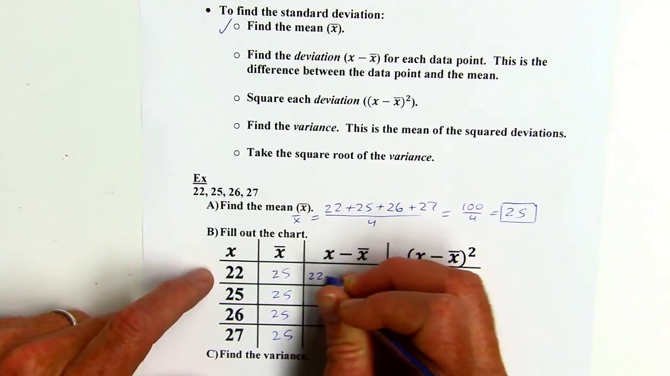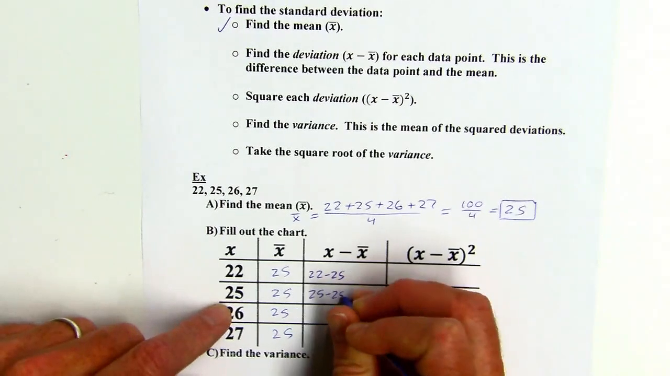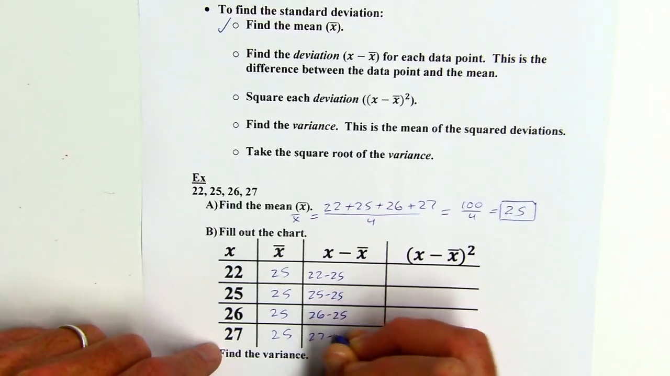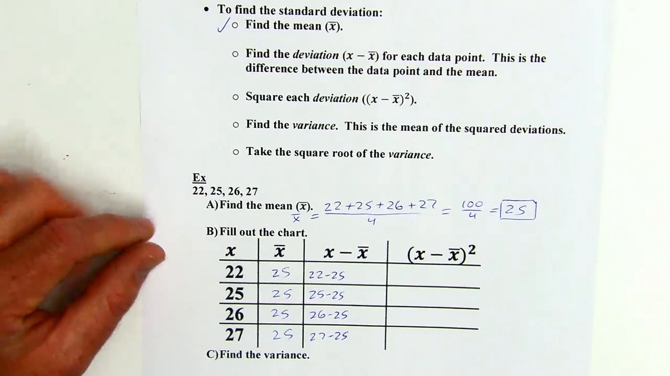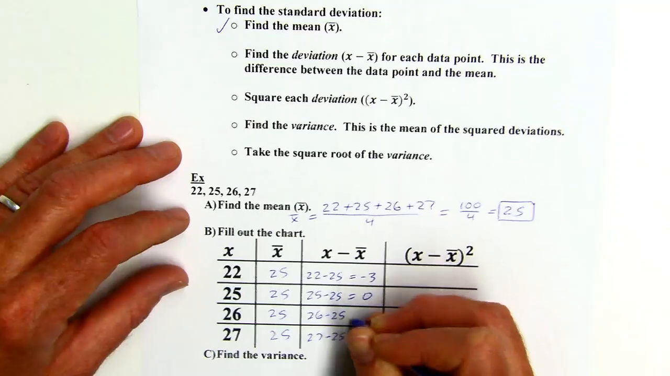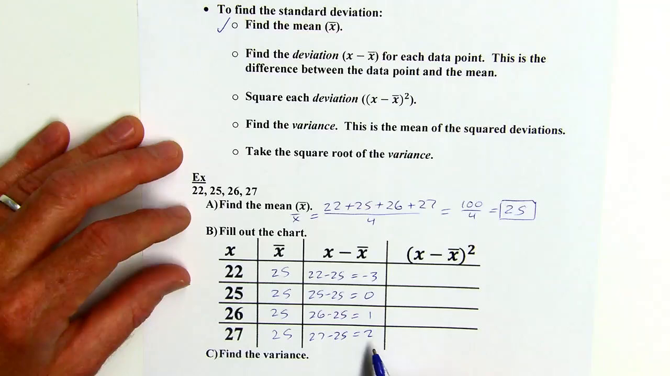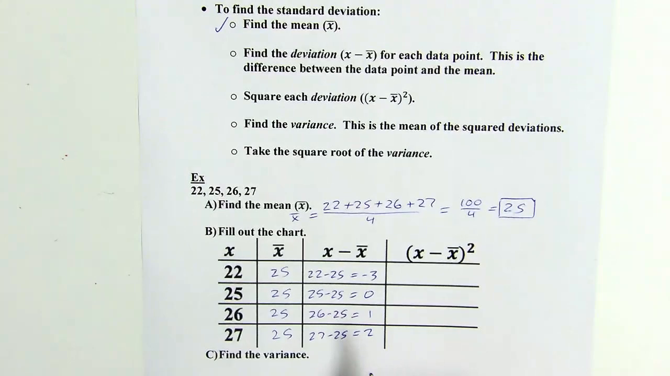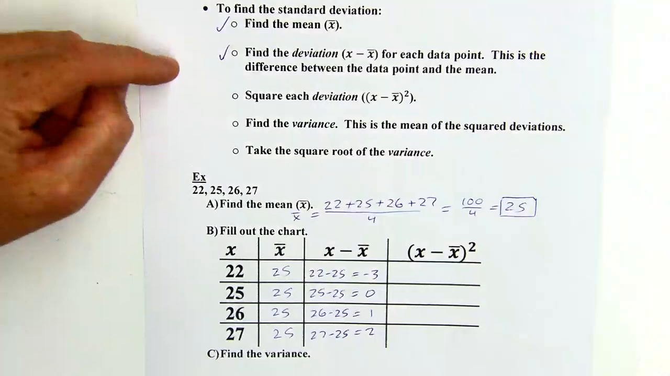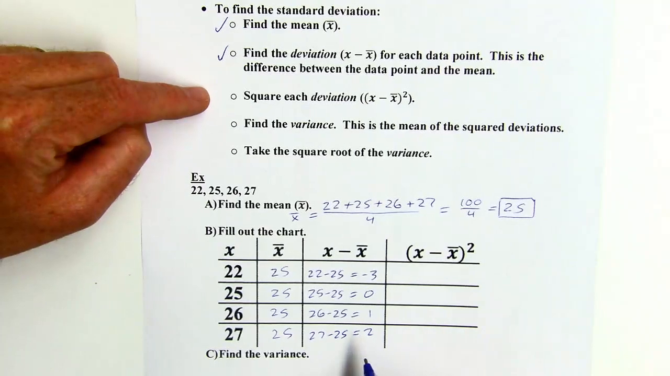So I've got 22 minus 25. In this one, I'll do 25 minus 25, 26 minus 25, and 27 minus 25, okay? And then I'll do the actual math here, and I've got -3, 0, 1, and 2. So these are the deviations. That's when you take a data point minus the mean, okay? So step 2, complete.